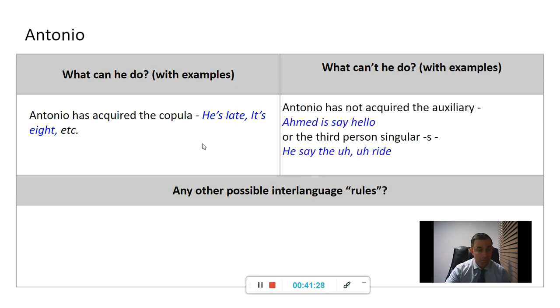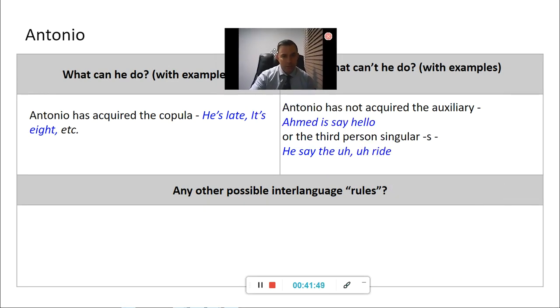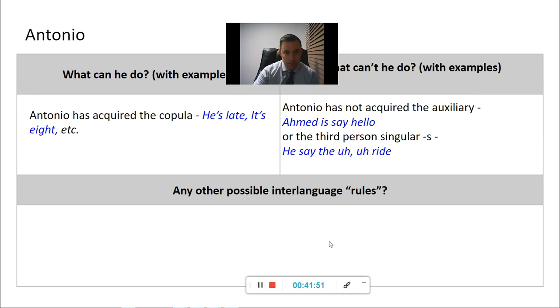So, what can he not do? He has not acquired the auxiliary. Ahmed is say hello. He has not acquired the auxiliary. Or the third person singular s. He say the ride, right? Now, is there anything else interesting we can say about his interlanguage?